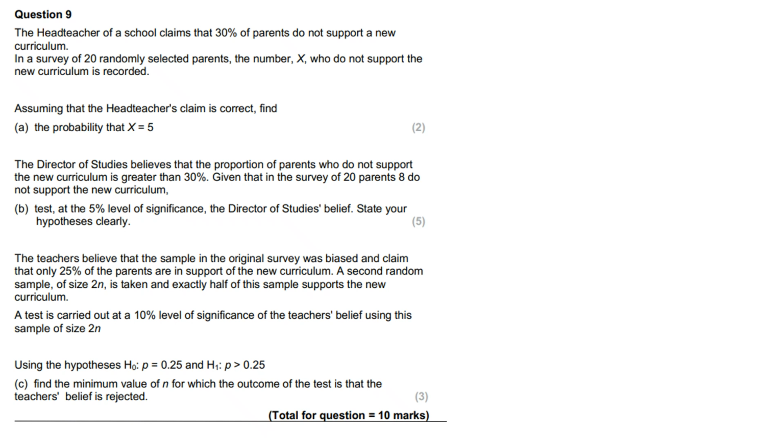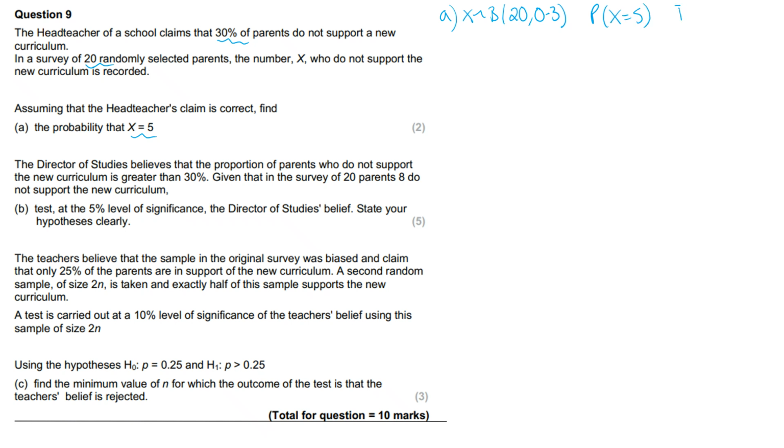This next question is on the binomial distribution and hypothesis testing. For part A, we've got a head teacher claiming that 30% of the parents do not support the curriculum, and we've got a random sample of 20, and we're being asked what's the probability that X is equal to 5. So X is binomially distributed because you either support it or you don't. Our sample is 20 and it's 0.3, and we're just asked for the probability that X is equal to 5.